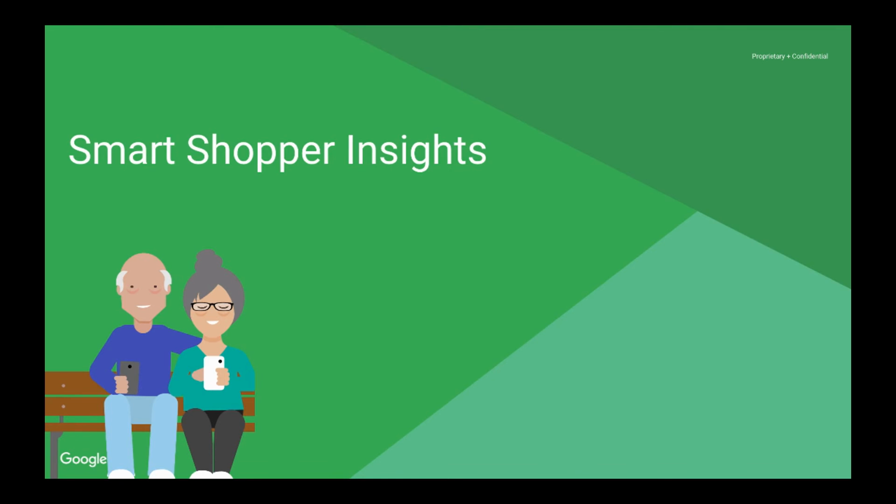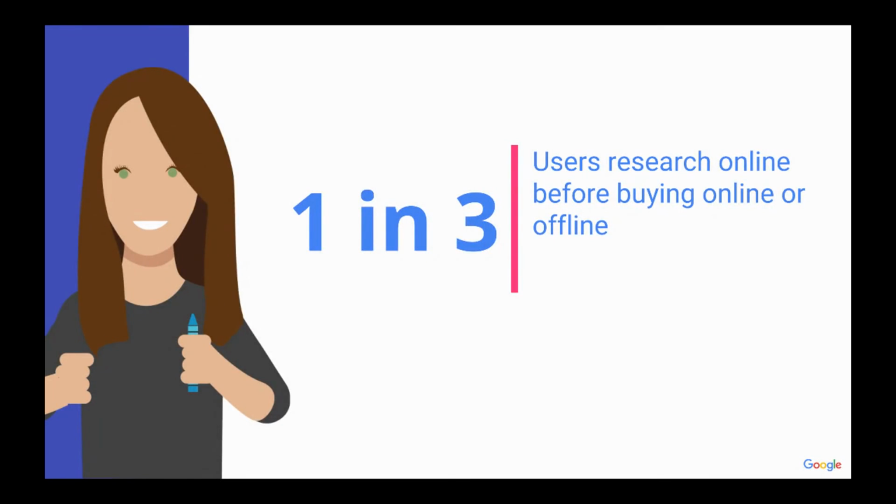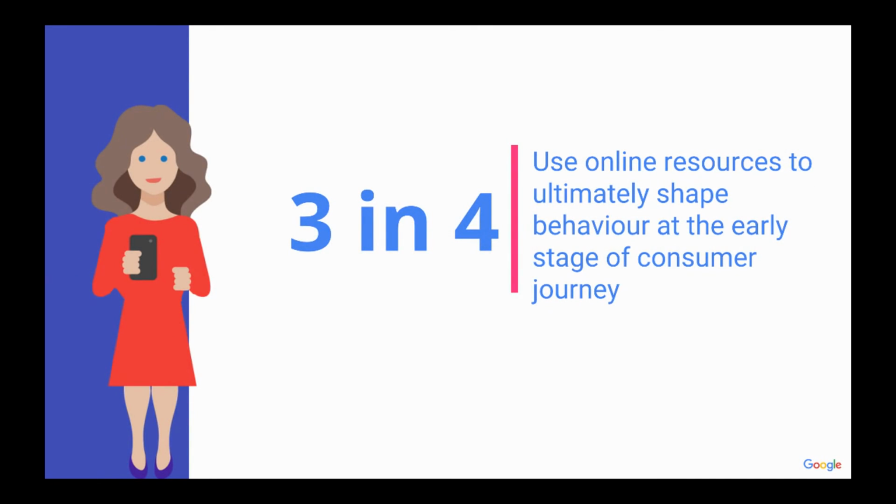So first, let's go over the smart shoppers. The first important fact looking at the Baltics is that 1 in 3 people first research online before making a purchase online or offline, with an increasing number of people more and more using online resources to make a decision. So for 3 in 4 people, online resources ultimately shape behavior at the early stage of the consumer journey.